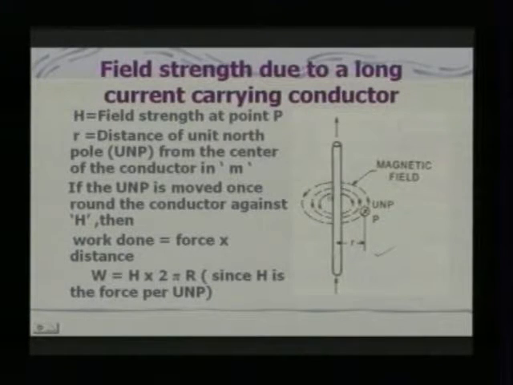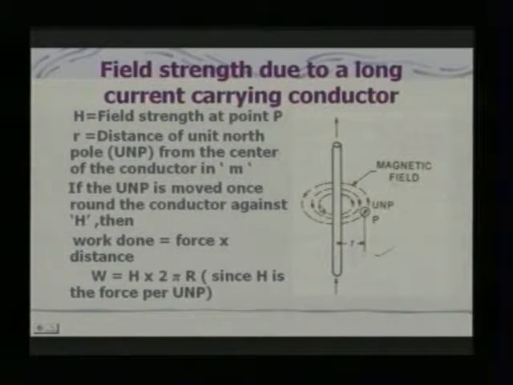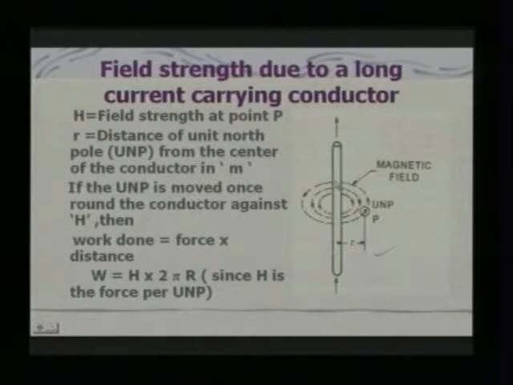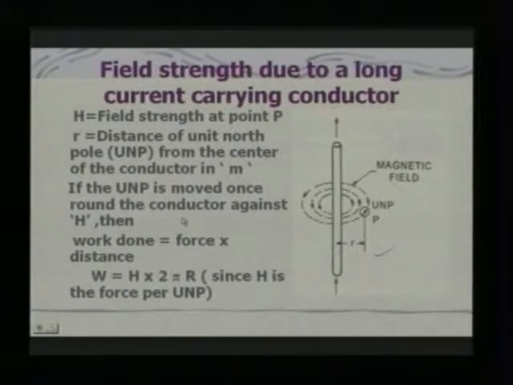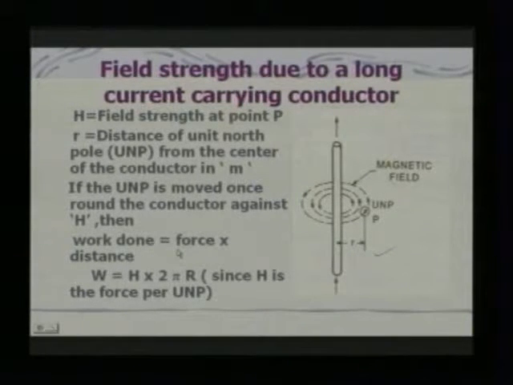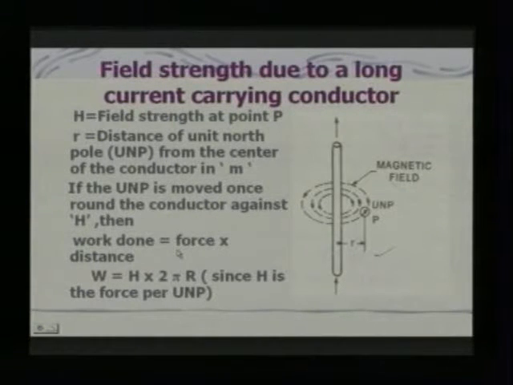If the UNP is moved once round the conductor against the field strength produced by the straight current carrying conductor, then work done by the UNP is equal to force into distance, where work done by the UNP is given by the product of force into distance.